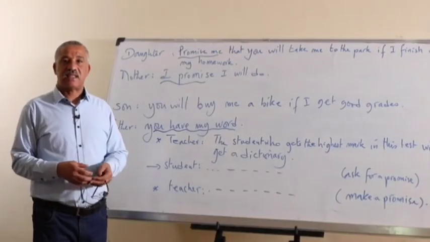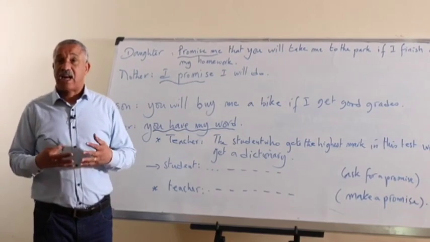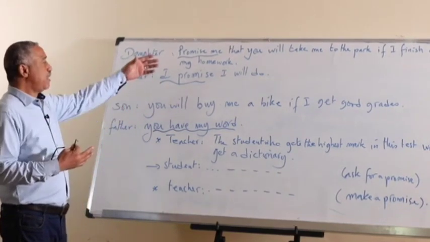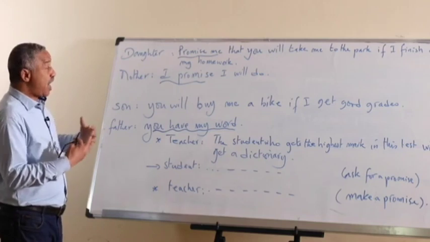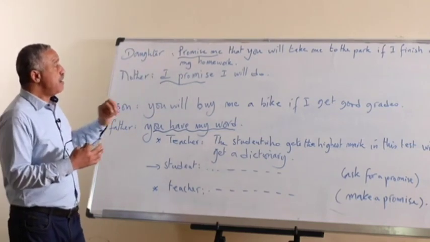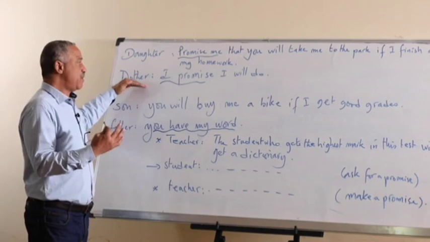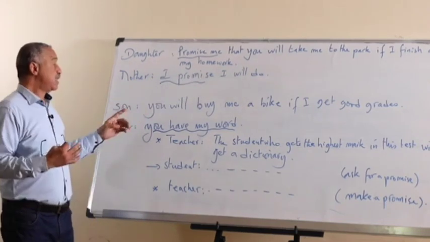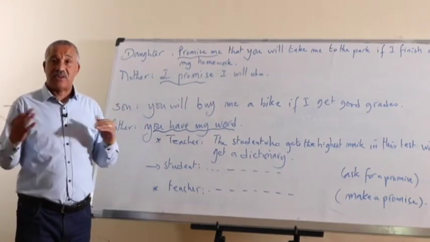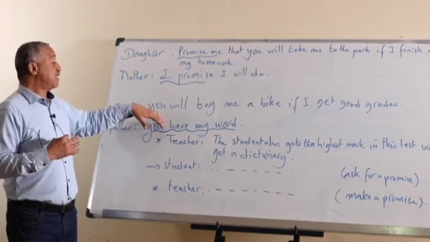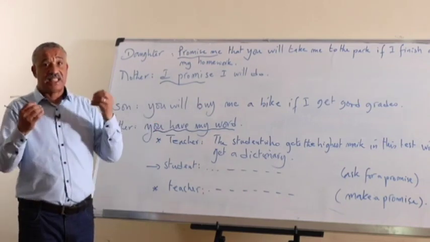Here are some illustrative sentences to clarify more the use of the expressions for asking for and making a promise. For sentence number one, let's suppose that this is a mother with her daughter. They are making a promise to take her out. The daughter says, "Promise me that you will take me to the park if I finish all my homework." The mother, to make her promise, says, "I promise I will do." Sentence number two, we have a son with his father, and most promises are most of the time between parents and their kids. For example, the son says, "You will buy me a bike if I get good grades." The father says, "You have my word," that is, I promise you.